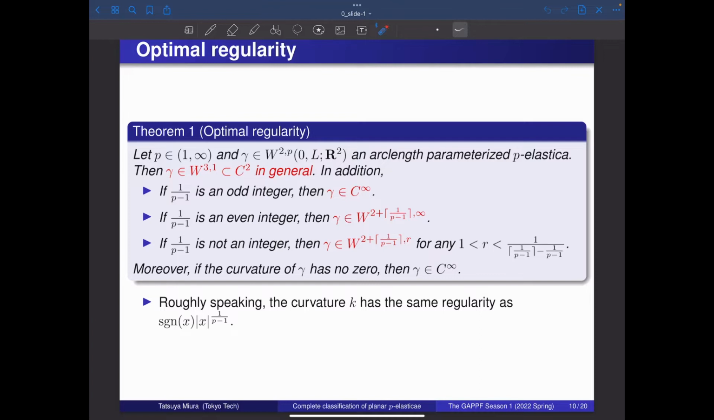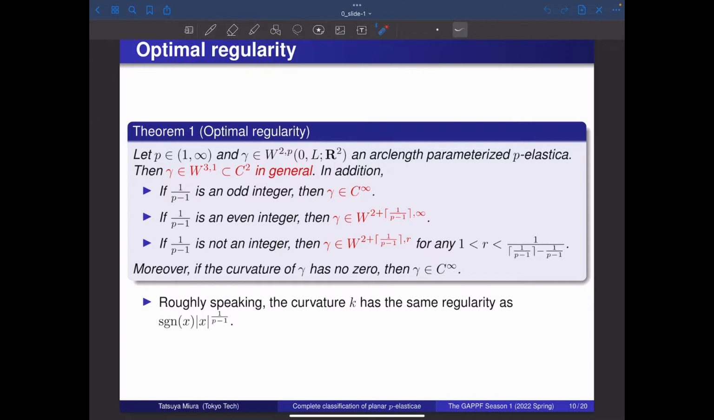And then we conclude that this curve gamma has the regularity of Sobolev W^{3,1} in general. So by the standard Sobolev embedding, we also have that this gamma has a continuous curvature. So this gamma is of class C^2 in general, in particular. Okay, this is the general regularity, and in addition we have a more precise regularity statement depending on the exponent p.